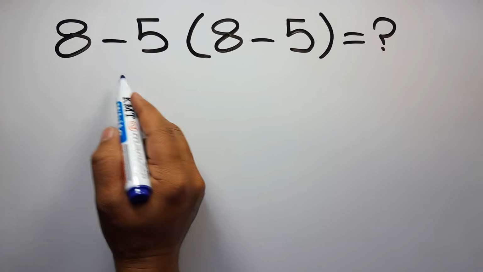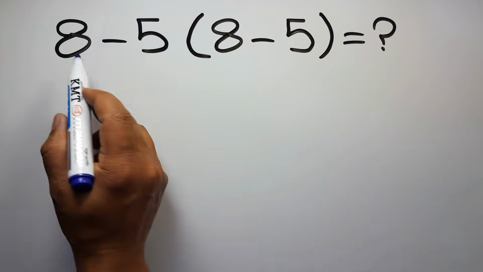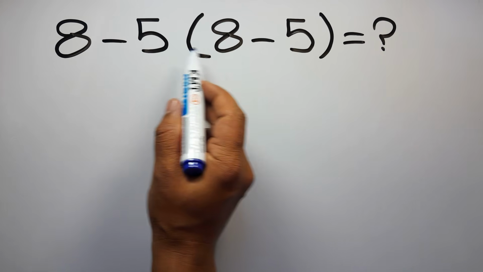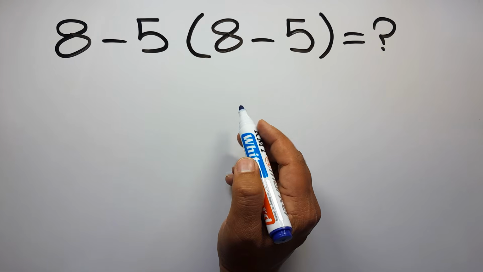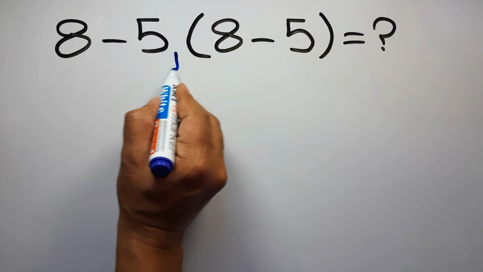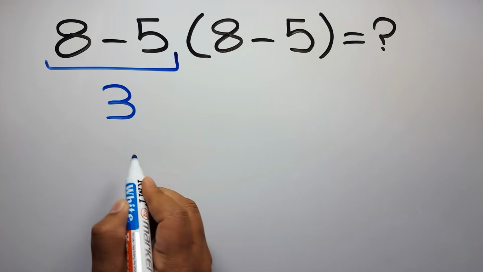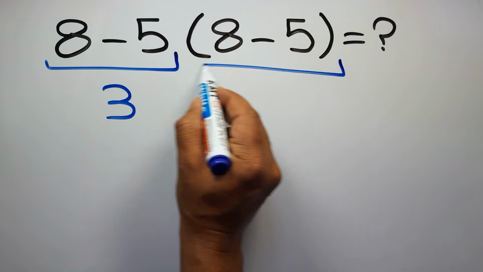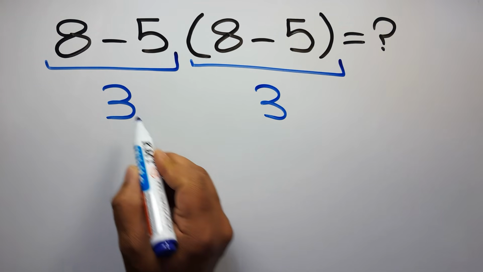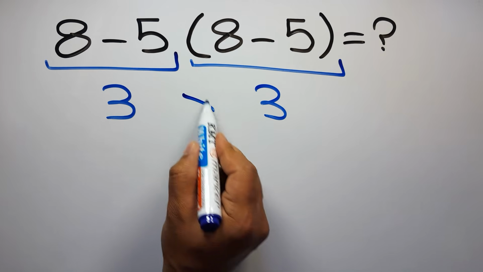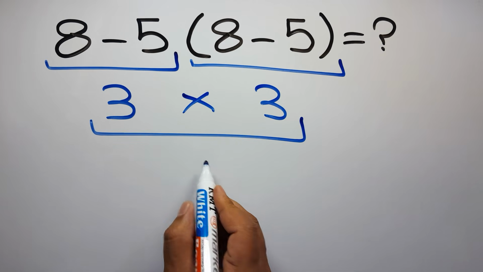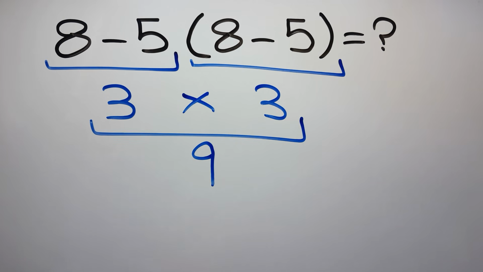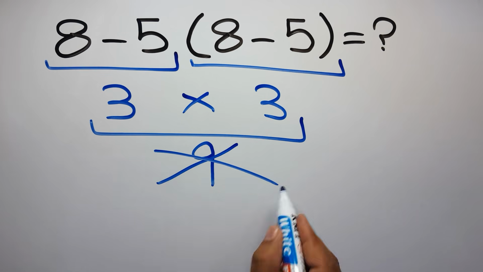In this video, we want to find the value of this expression. 8 minus 5 times 8 minus 5. 8 minus 5 is just 3. And again, here inside this parenthesis, we have 8 minus 5. So, 3 times 3 equals 9. But this answer is not correct.